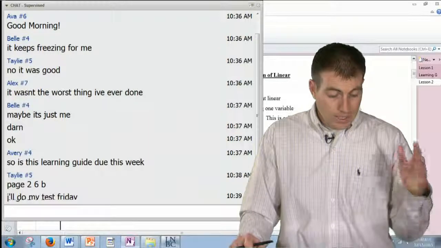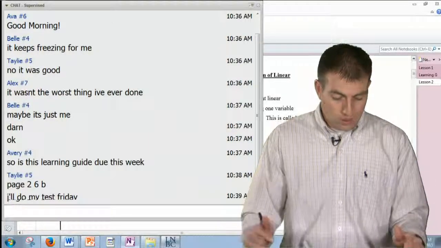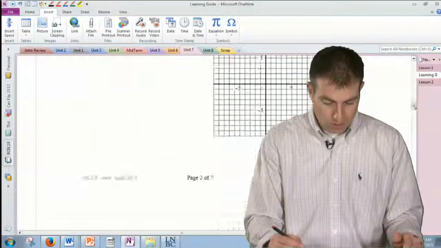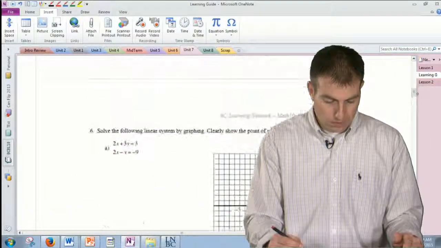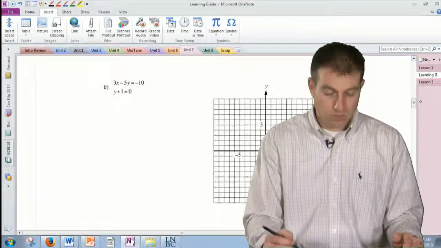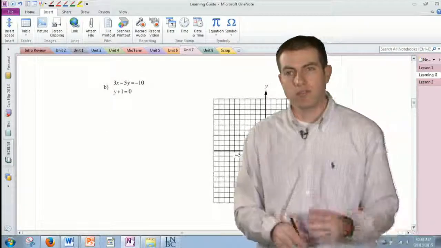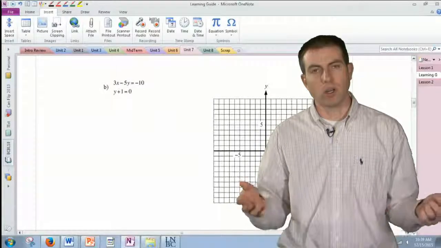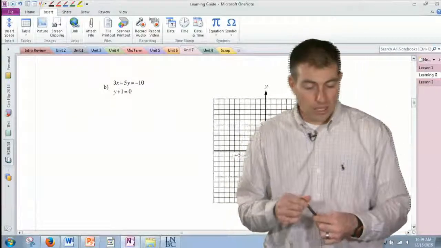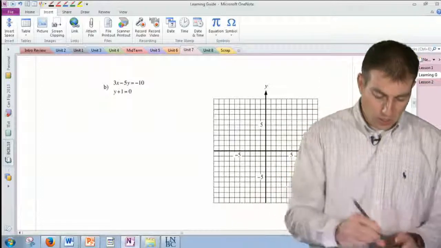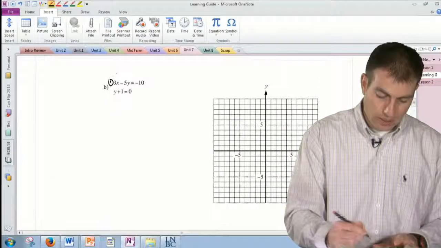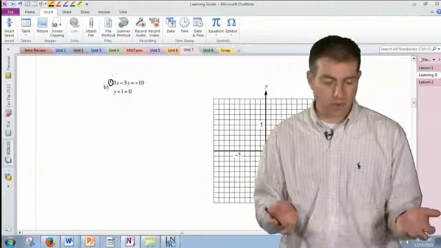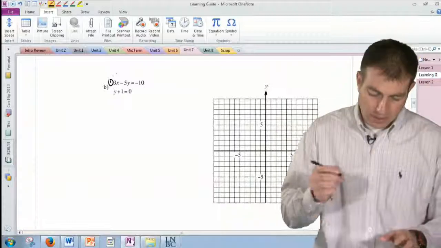So, page 2, 6B from the learning guide. All right, so we're given 2 lines, and then we're asked to figure out the solution to the system. So where do the lines intersect one another? Now, the first equation I have here is not in any form that we know. We didn't call this standard form or general form. It's just kind of a line.